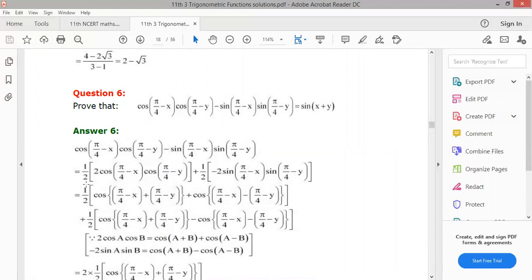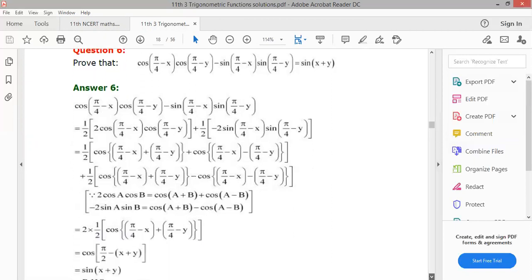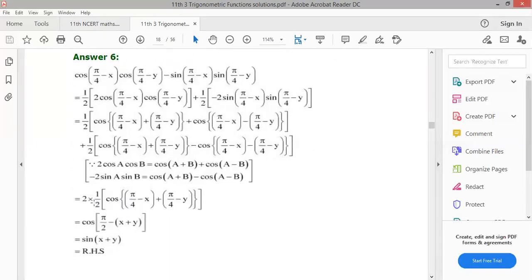So how can we write this? We have multiplied and divided by 2 the first quantity, and multiplied and divided by 2 the second term. After that, we have used the formula twice cos A cos B, that's equal to cos of A plus B plus cos of A minus B. And here it is minus twice sine A sine B, so it is cos of A plus B minus cos of A minus B. This formula we have used. After that, we will add and multiply. So 2 and 2 get cancelled.